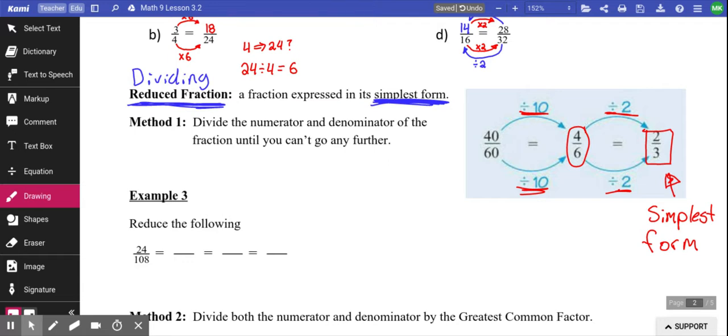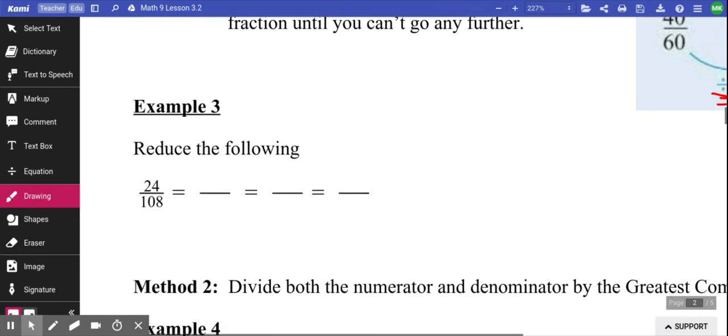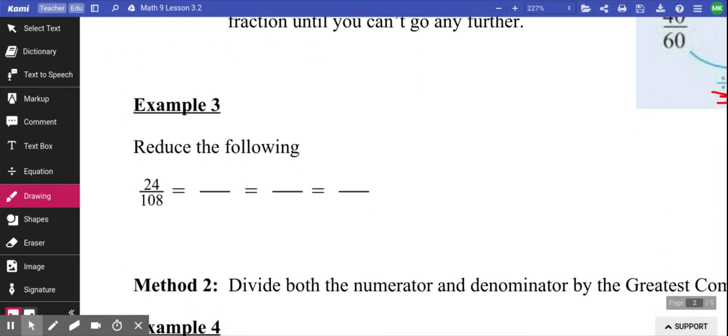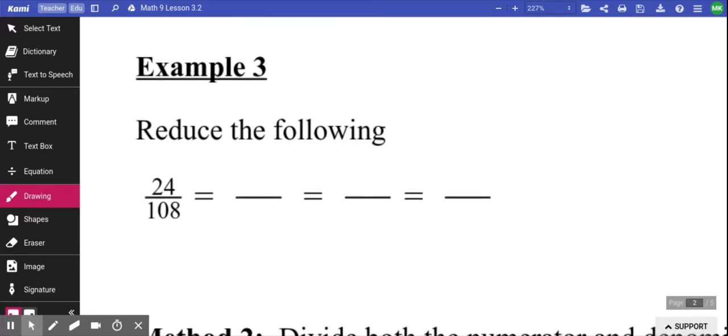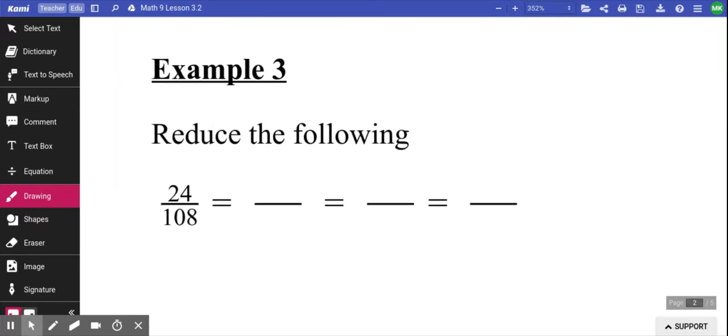Awesome. We're going to look at 24 over 108. We're going to try to reduce it. I'm going to do it in a lot of slow steps. That's okay, because I think that's how most people would see this. So if I look at 24 and 108, and my goal is to reduce it. Reduce means I want to divide the top and the bottom number by something that they can both be divided by. So what's a number I could divide 24 by, and I could divide 108 by?